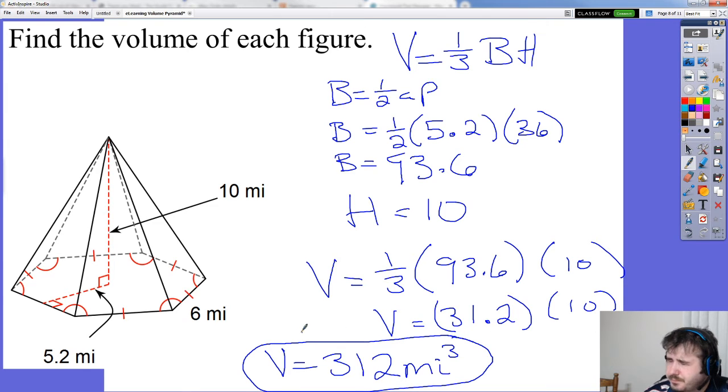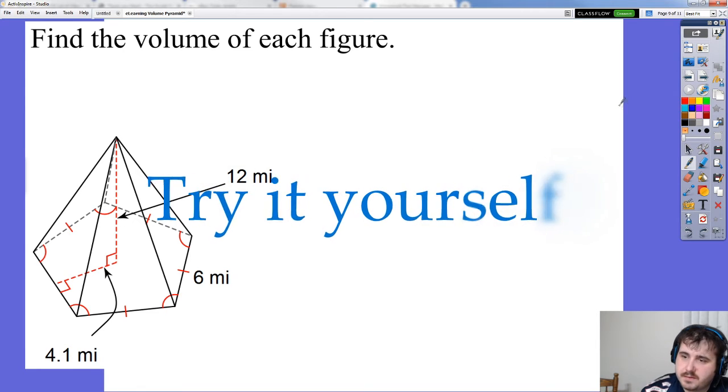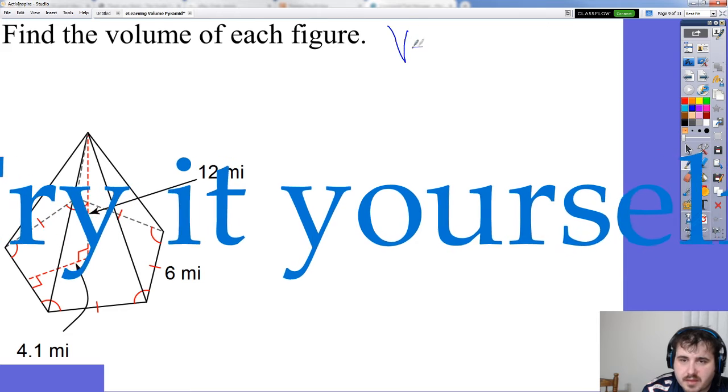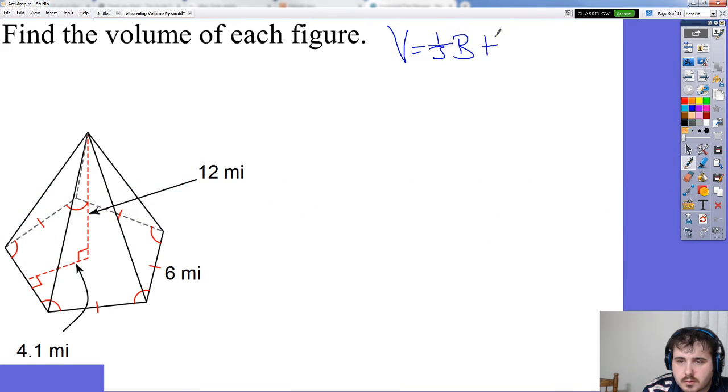And there we go. I think we've got one more normal one. Yes, we do. Give it a try. Make sure you can do it. And okay. So again, same thing. Find the base. Well, again, it's a regular polygon, so you've got the 1/2 AP formula. The apothem is 4.1. The perimeter is 6 around. You got 5 sides, so 30.